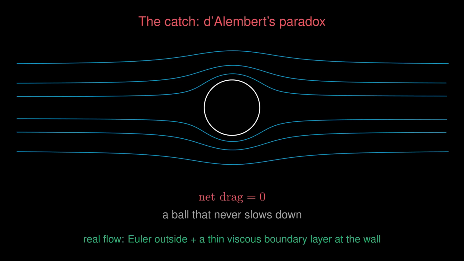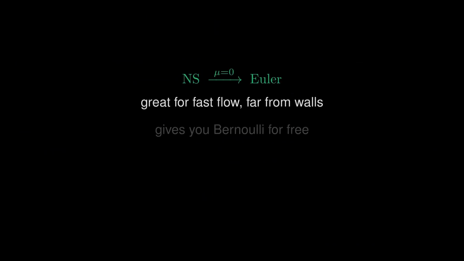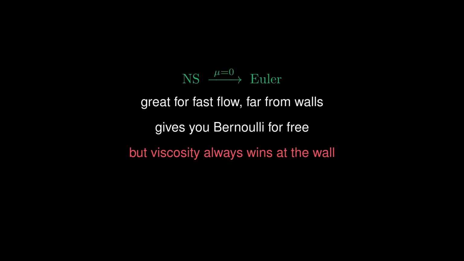Because right at the surface, the fluid must stick to the wall. In that thin boundary layer, the velocity changes so sharply that viscosity, however small, dominates. So the real picture is Euler almost everywhere, plus a thin viscous skin at every wall, where the drag and the separation actually live. So, crossing out viscosity turns Navier-Stokes into Euler. For fast flow far from walls, it's an excellent, cheaper model, and it hands you Bernoulli for free. Just remember the catch: no matter how fast the flow, viscosity always wins at the wall.